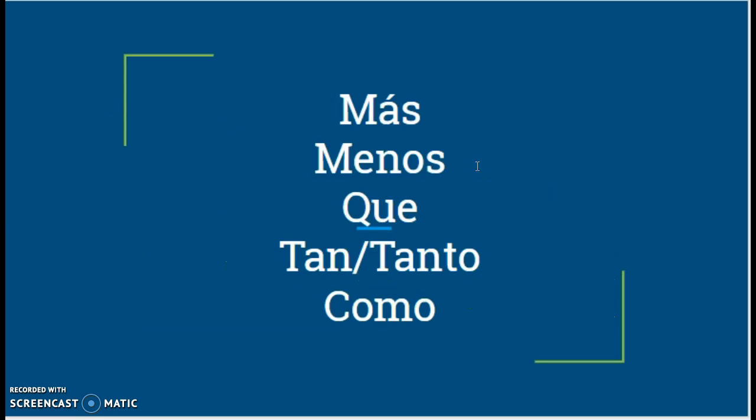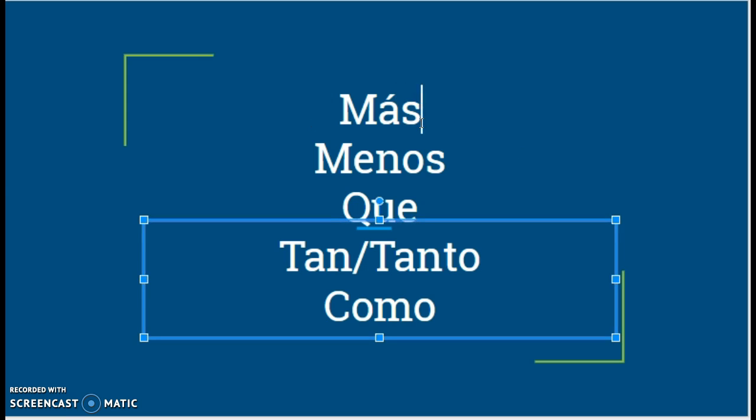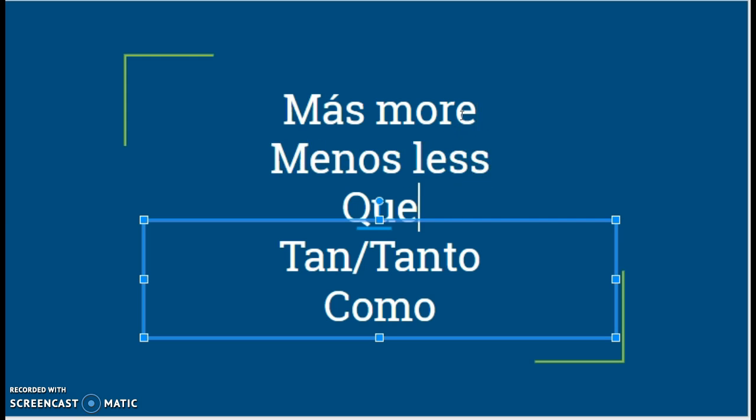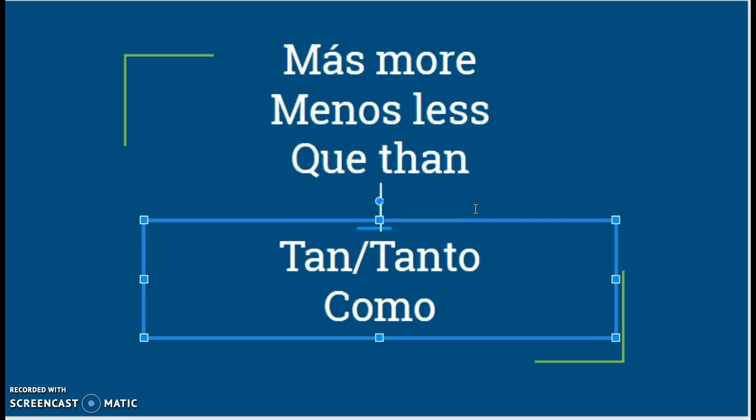So some key vocab words here in Spanish. We have más, which means more, menos, less. Think of the phrase más o menos that we learned at the start of the year. Que is going to be than. I know that can also mean what or that, but in this case it means than for comparisons. So más and menos are always going to be followed by than. So these two are always going to go together.